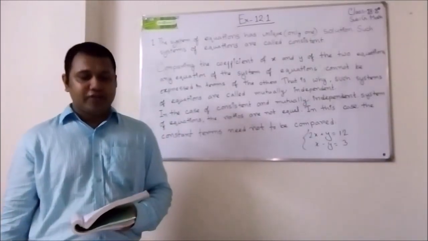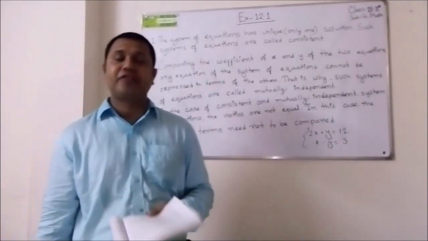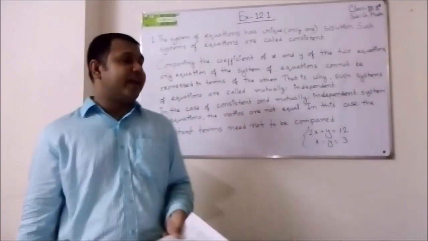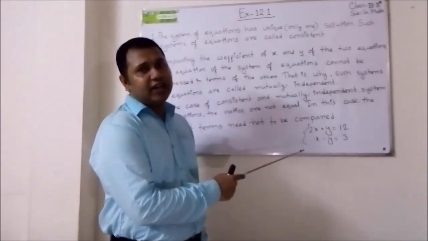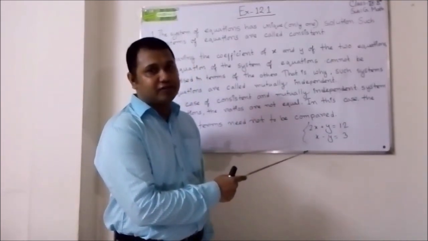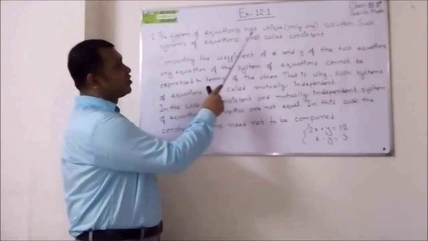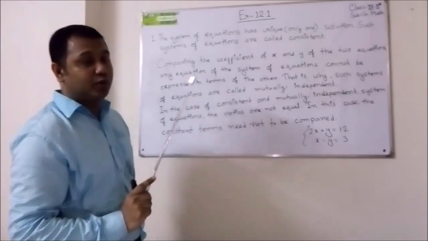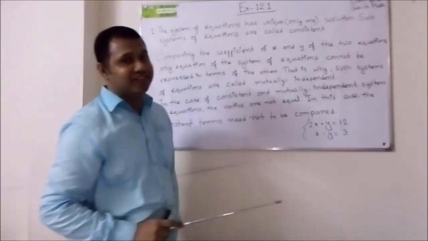Now we are going to discuss the consistency for the solution of simple simultaneous equations in two variables. Here the equations we just discussed, how many solutions do they have? One solution, that is 5, 2. So the system of equations has a unique solution, that means only one solution. Such systems of equations are called consistent.